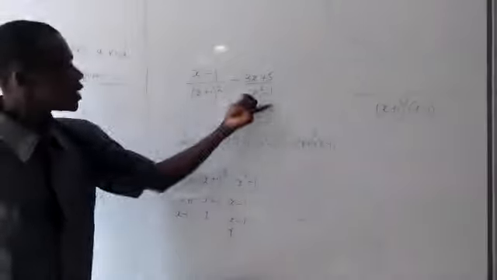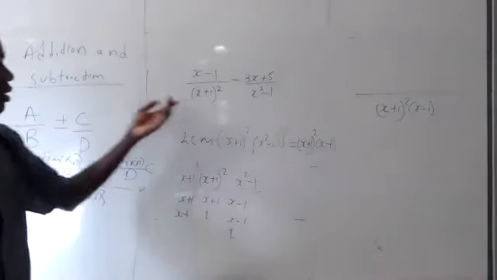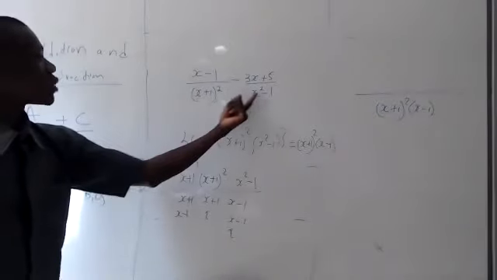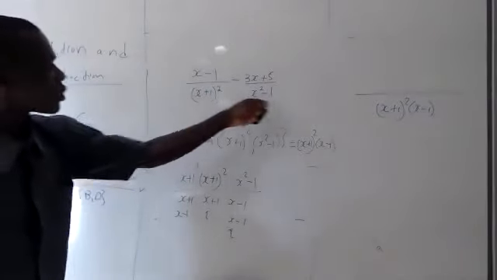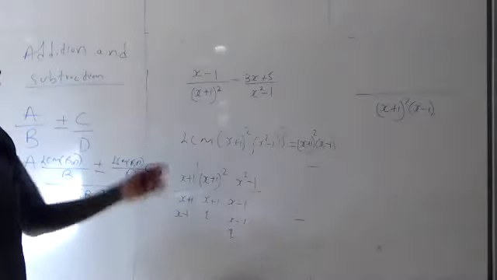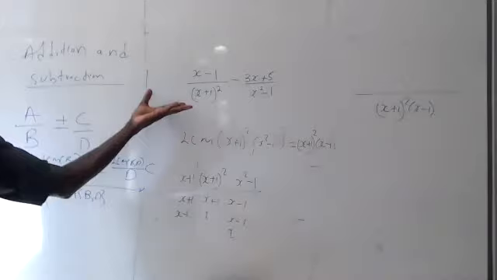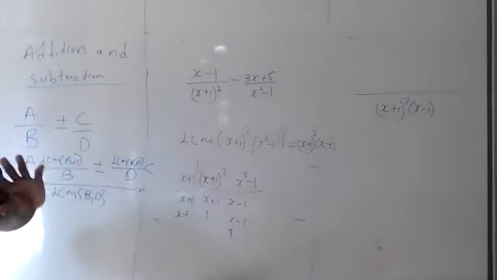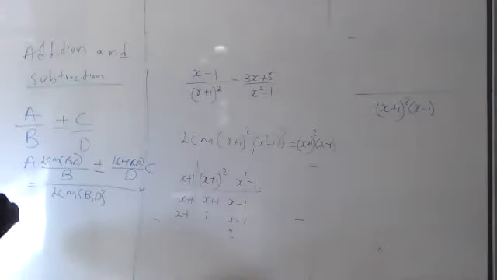If you do not use the LCM, in most cases, especially if these terms happen to have a common factor, like in this case, x plus 1 is a common factor for the denominators. If we did not use the LCM and instead opted to use this product, then we will have to factorize the numerator further. But if you use the LCM, there will be no need for factorization.